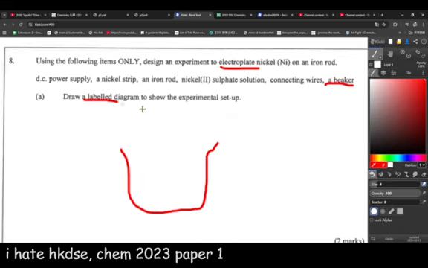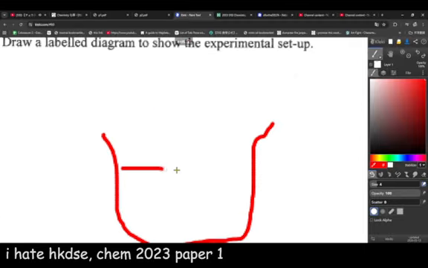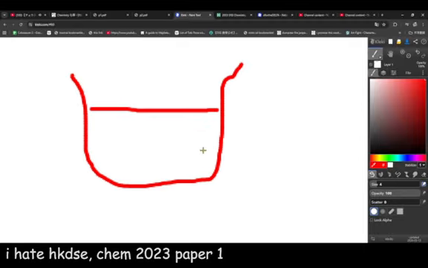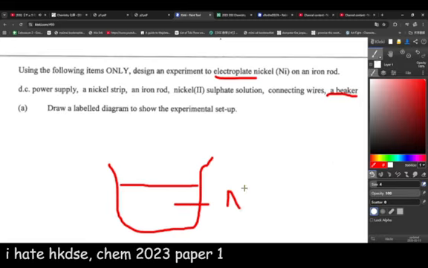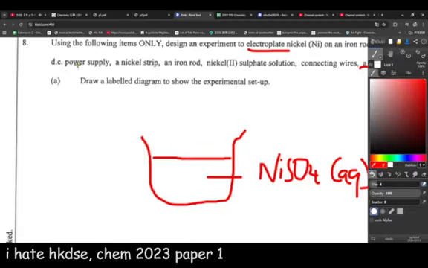Oh yeah, by the way, it says label diagram, so you don't need to write it down or anything. So just draw this. This is the solution you want, and there's only one solution here, so it's NiSO4(aq). Or if you don't want to be lazy, you can write the whole thing. I suggest that. So yeah, DC power supply, draw the DC power. If you're into physics, you know this.